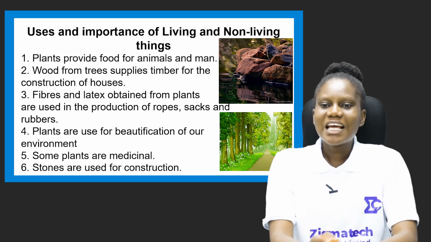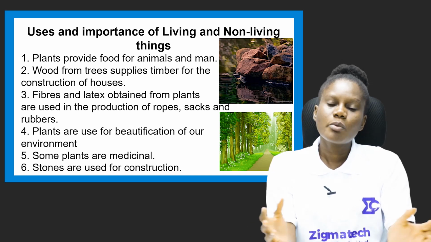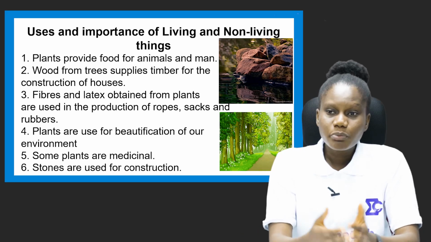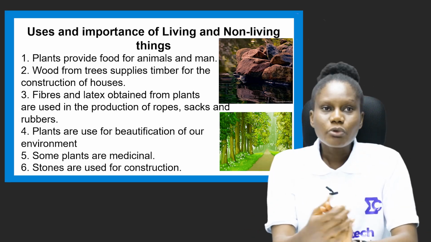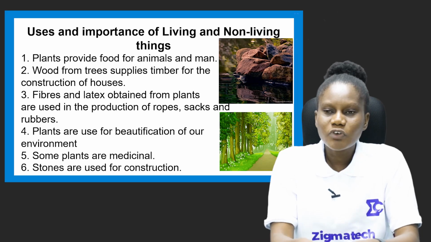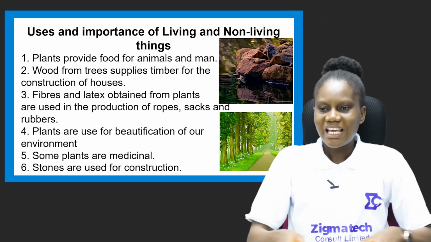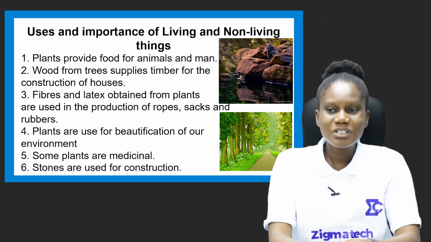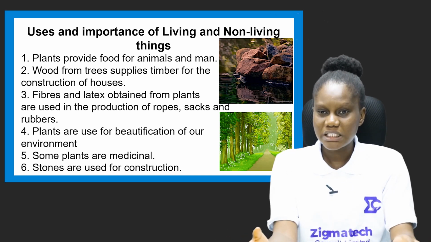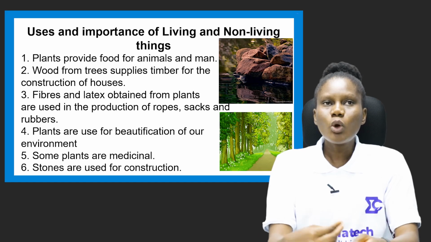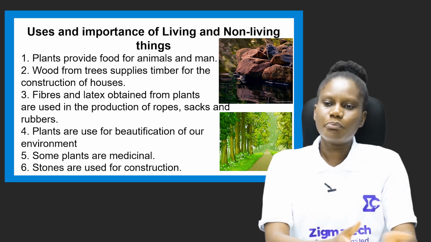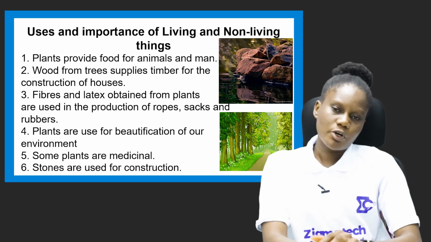Number 4, plants are used for beautification of our environment. We call these things flowers. You see beautiful flowers. We have the purple, the hibiscus, the rose, and the other flowers around for the beautification of the environment. And some of us sometimes go there to take pictures because it beautifies the environment. And beyond that, they also help the environment. So plants are used for beautification of our environment.